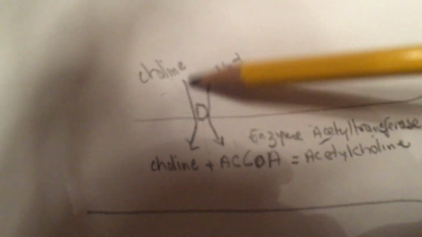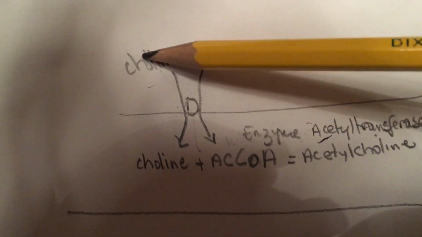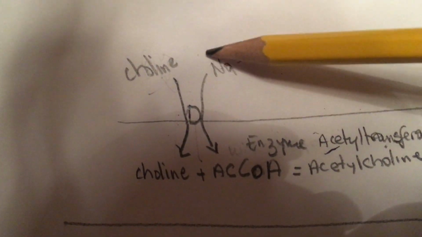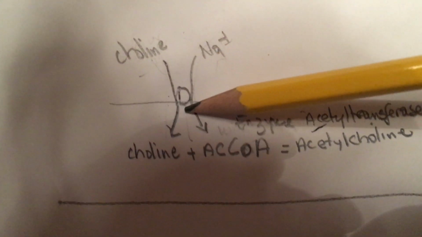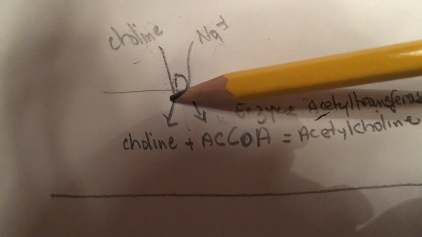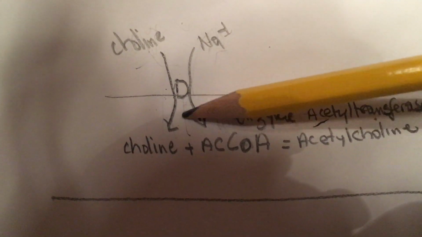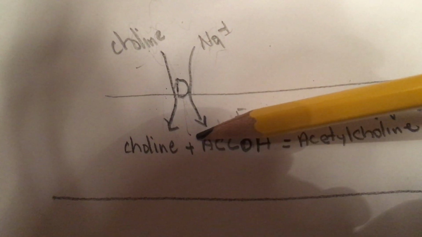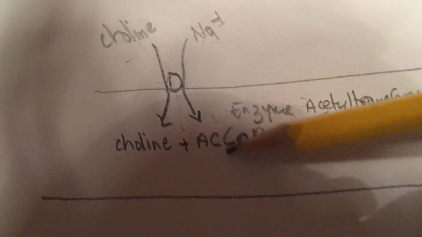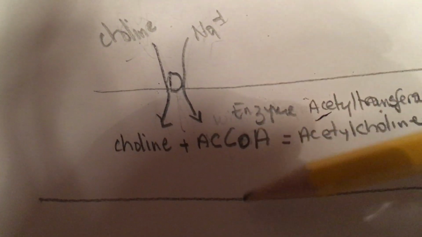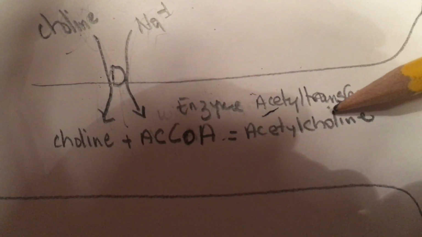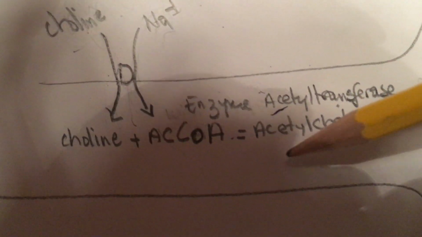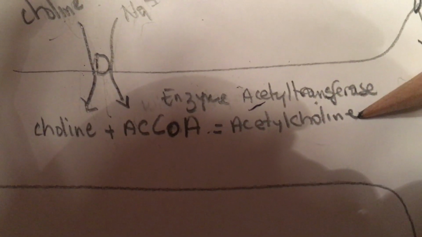So here you can see choline is readily available outside of the cell, as well as sodium. So they both rush in. Sodium opens the channel, causing choline to come in, and then choline attaches to acetyl coenzyme A with the help of acetyltransferase and synthesizes acetylcholine.